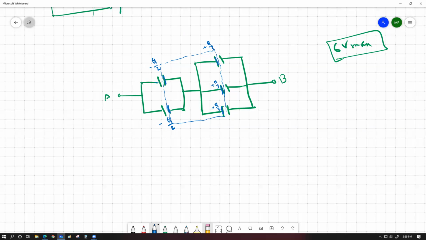I did not consider this one to be Q. I could do this. I could consider this to be Q, this to be Q. In that case, this should be written as 2Q by 3, which is also okay. You're gonna get the same result. But I wanted it to be written like that.